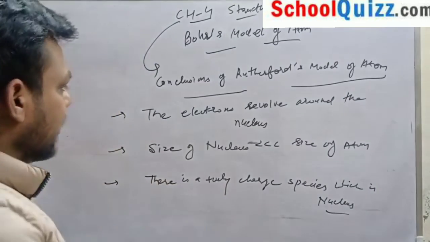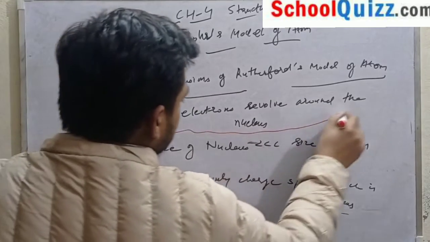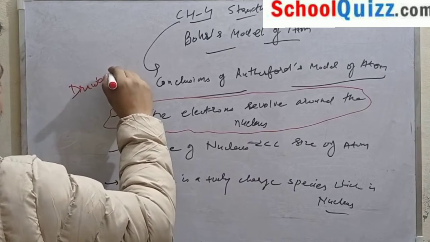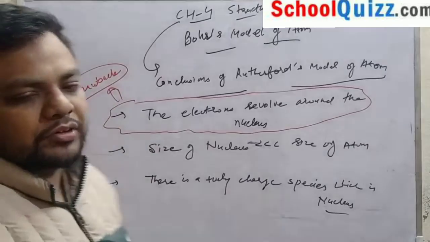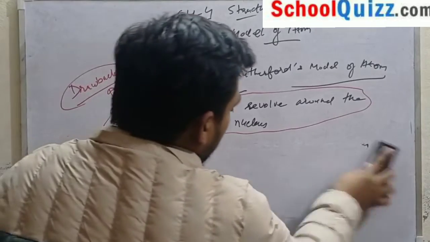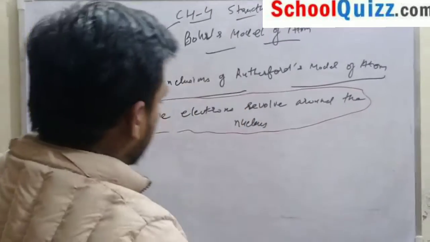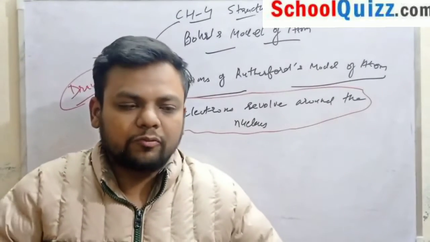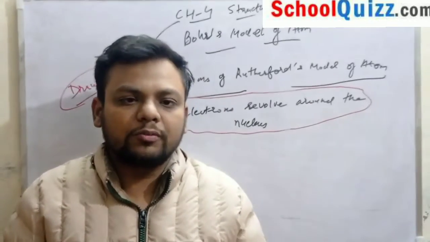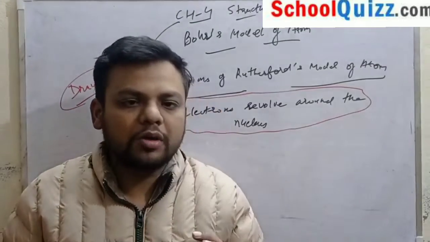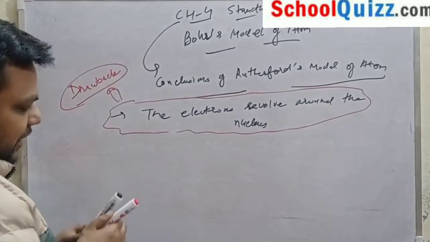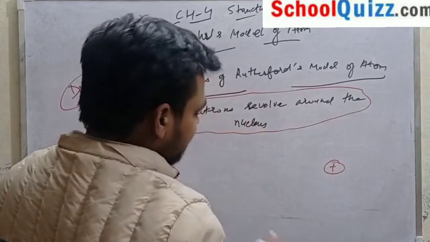But there is one drawback. This is the reason for the drawback of the Rutherford model of an atom. Now we will discuss how it is the drawback. Rutherford couldn't explain that term, which was totally explained by the Bohr model of an atom. So first of all, what is its drawback or limitation?